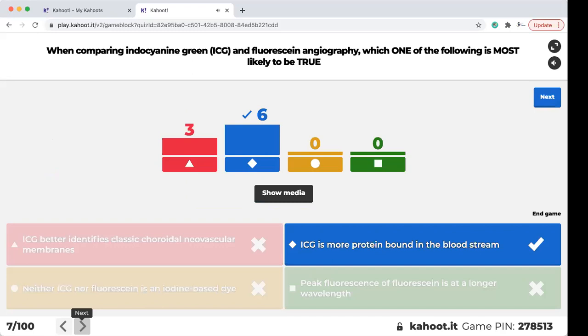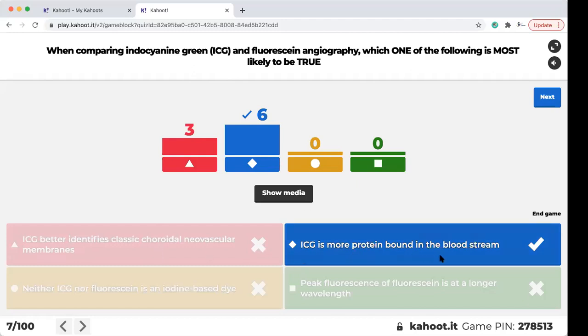Great. So most of you got it right. When we are comparing indocyanine green to fluorescein angiography, which one of the following is most likely to be true? ICG better identifies the classic choroidal neovascular membrane. This is not true. Fluorescein angiography will show the classic type better, but ICG is reserved for cases in which there is a suspicion of polypoidal choroidal vasculopathy. So ICG is not the best for the classic type of CNV.